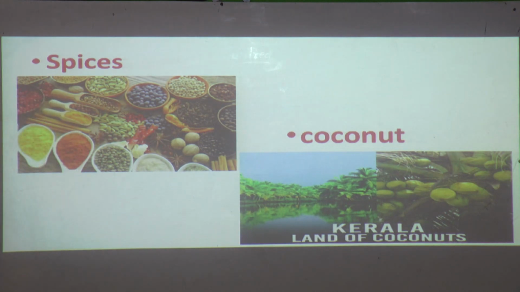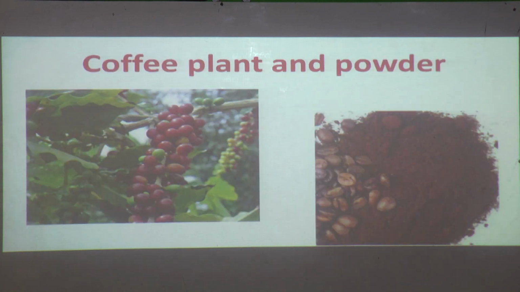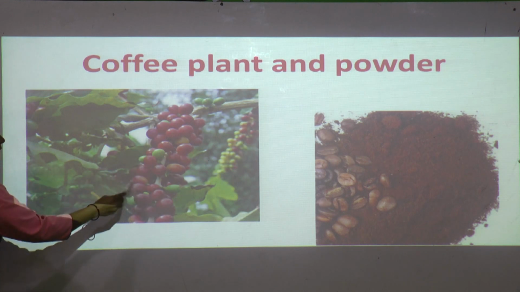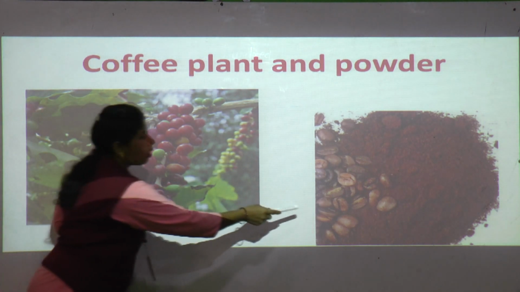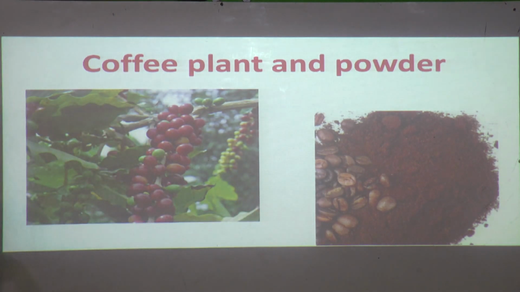It is a land of coconuts. Now cashew nuts, you all eat them, right? Yes, these are all cashew nuts. Now what is this? This is a coffee plant where we have these berries. After drying them, we get these coffee beans. From that, what will we make? We'll drink coffee. Yes, isn't it? So this is a coffee plant and it is a powder.